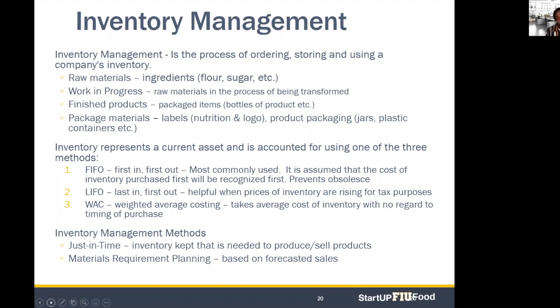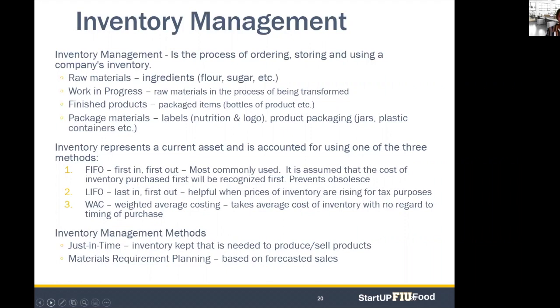And then you have weighted average costing, which is literally just taking an average cost of your inventory. So basically, if you bought these items at $10, and a month later you bought the same items at $20, you'd add them together, $30 divided by 2, and you just account for $15 per item across the board. Like I said, FIFO is typically the one that's mostly used.